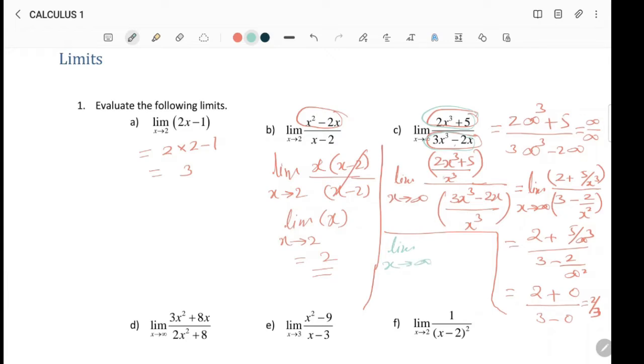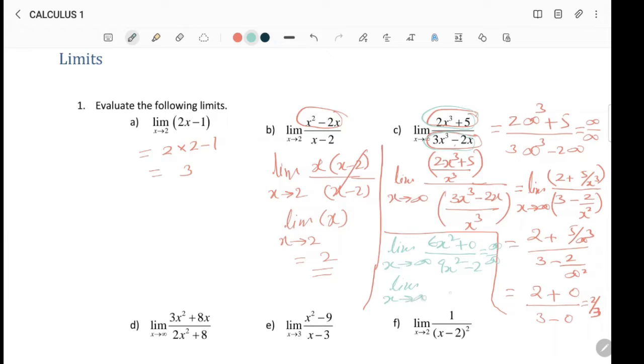Okay, differentiate 2x cubed, so that is 6x squared, and 5 differentiation is 0, and this is 3 times x cubed, that is 9x squared, and minus 2x differentiation is minus 2, right? And if you put again infinity, then it would be infinity over infinity. It means we have to differentiate it again.